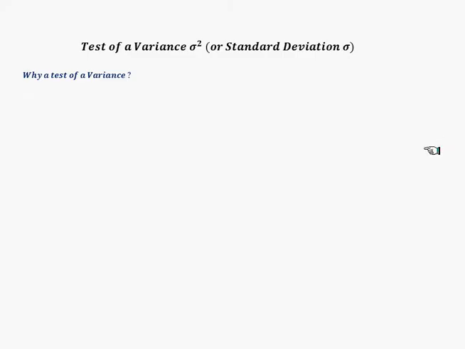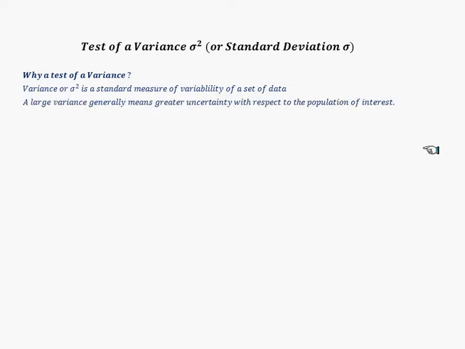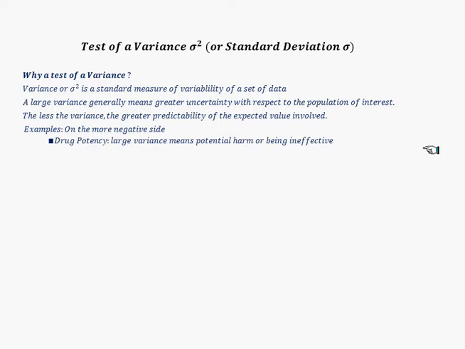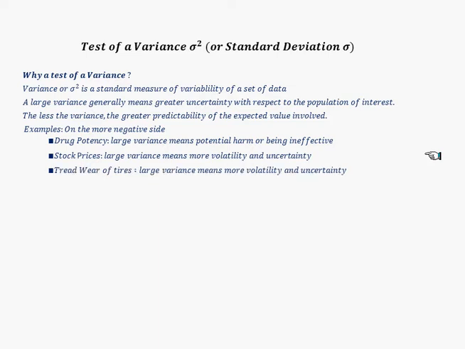And firstly, why a test of variance? Variance is a standard measure of the variability of data, and a large variance generally means uncertainty. The less the variance, the greater the predictability. The examples are drug potency. The greater the variance in potency, the more harmful it might be, or more ineffective. Stock prices and volatility, tread wear and uncertainty, altimeter readings of aircraft, and uncertainty in that regard.